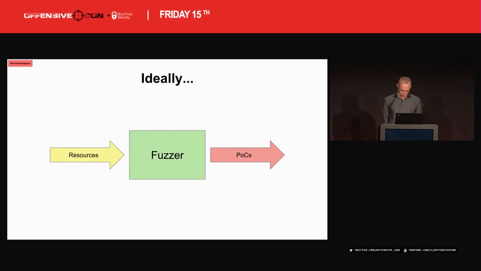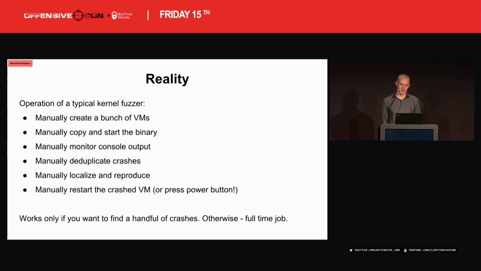Okay, so when we started doing that, ideally what we would want from a fuzzer is some magic box, and you feed resources into the fuzzer. Resources here means CPU time or RAM or whatever else. And the fuzzer would just spew out proofs of concept for you, right? But in reality, it's all a bit different because you need to do a lot of stuff manually.